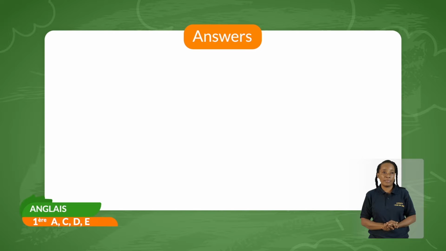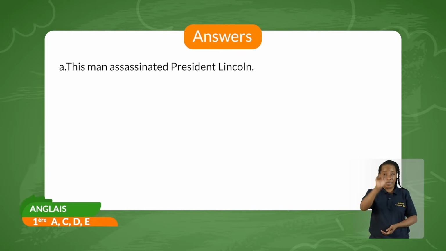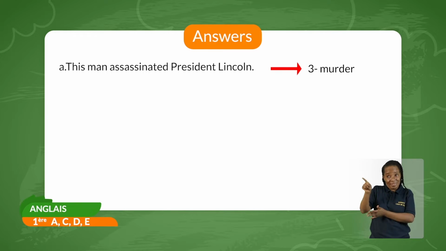Okay, now let's look at the correction. Well, the first one, A. This man assassinated President Lincoln. What is that? It is a murder, you see? Because the key word here is assassinated.